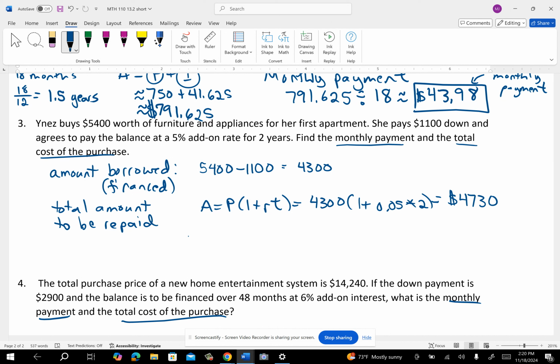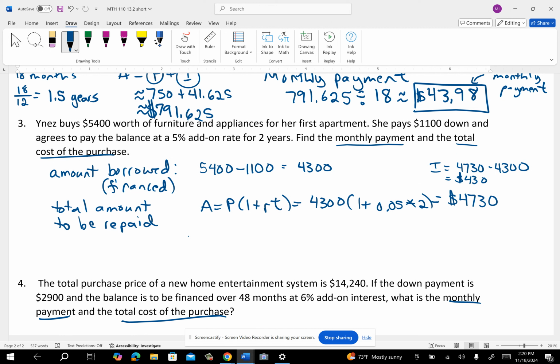Now look, they didn't ask me for the interest, but you can see that the interest she would have paid is that difference. She's paying back $4,730. She only borrowed $4,300. They didn't ask me for this, but that extra $430 is actually the interest. I won't circle it because it's not really the answer. I just want you to be aware of that.